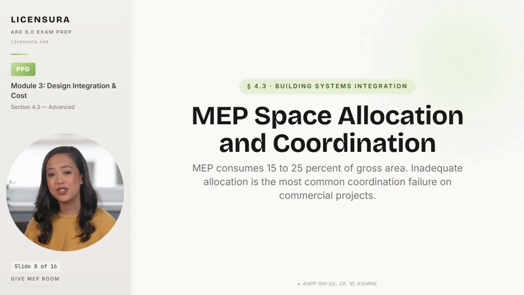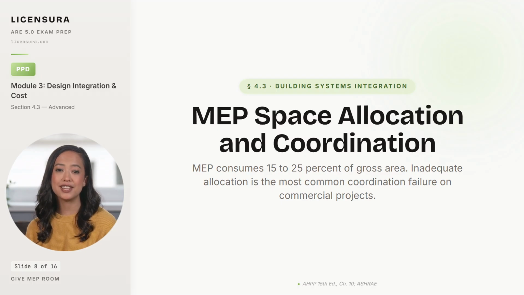Most architects who get sued over coordination failures had the same blind spot. They treated MEP space allocation as a consultant problem instead of an architectural decision. MEP systems consume around 15 to 25% of a building's gross area and a significant portion of every floor-to-floor height.